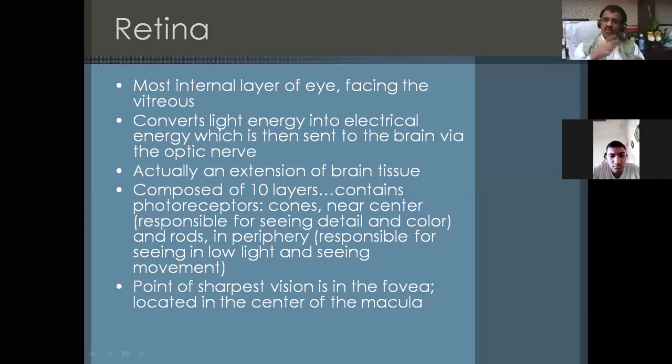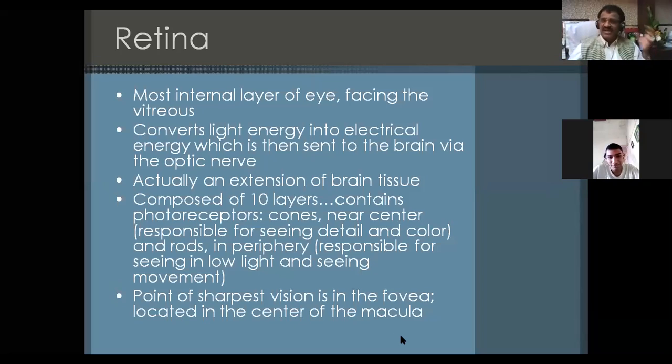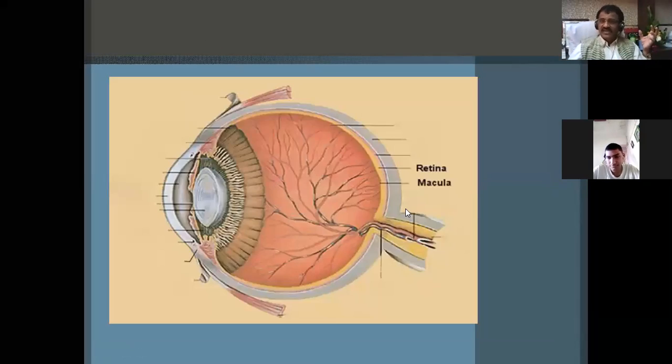It is also called fovea capitis. Fovea capitis in the eyeball. Fovea capitis in the femur bone is different. It is located in the center of the macula, and that is called macula densa. Okay, macula densa. Here you can see the retina. Here you can see the macula densa.